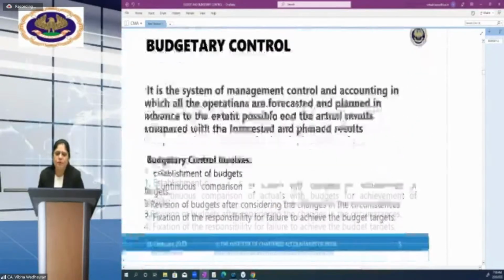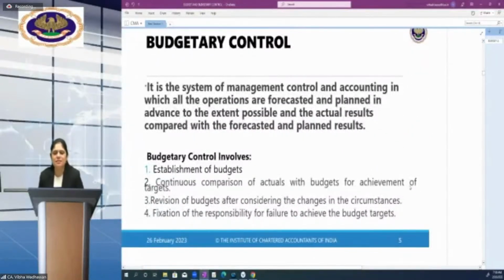Let's move forward to budgetary control. It is a system of management, control, and accounting in which all the operations are forecasted and planned in advance to the extent possible, and actual results are compared with the forecasted and planned results. So budgetary control involves very important four points: establishment of budgets.